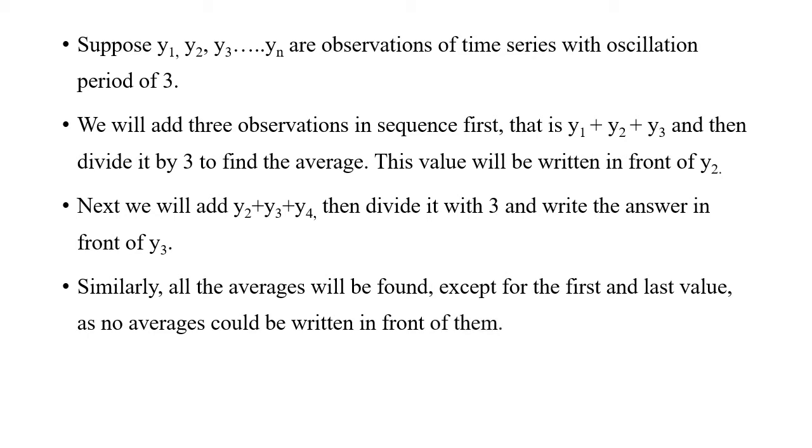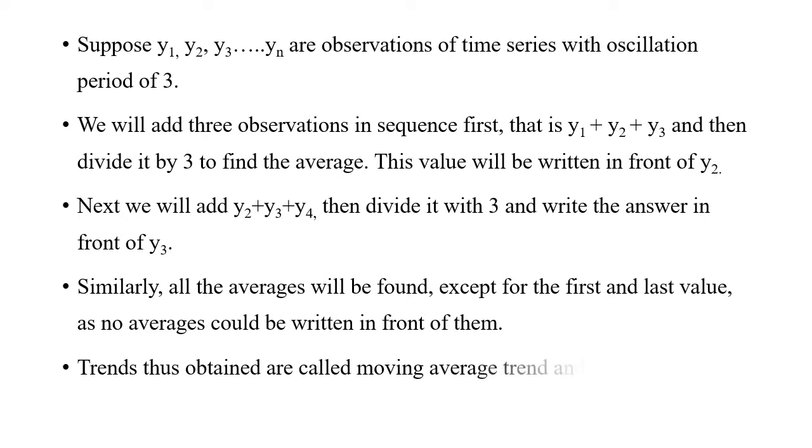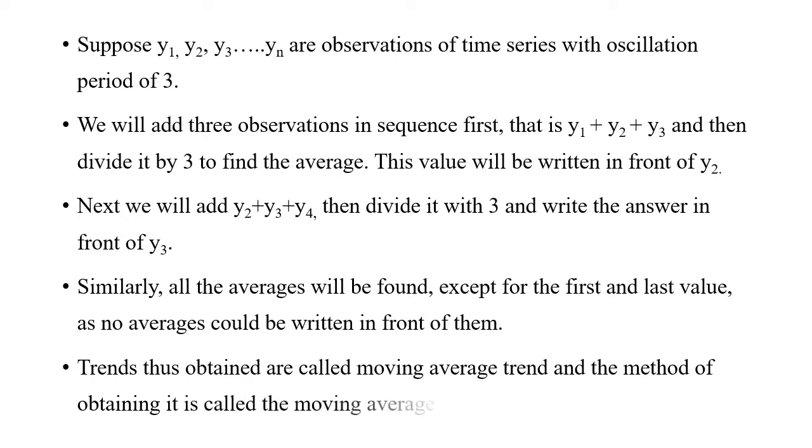As you can see, for the very first set of observations, y1, y2, y3, we wrote the average in front of y2. That means y1 was omitted. Likewise, the very last observation will also be omitted because we can't write any average in front of it. These averages are the trend, and they are called the moving average trend. The method of obtaining these moving averages is called the moving average method. So this is how you do a moving average method sum.